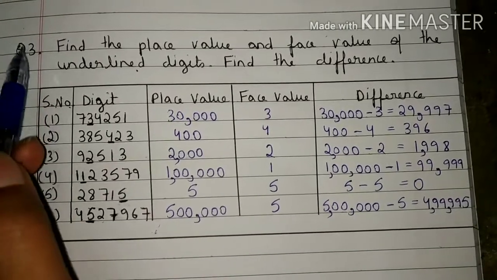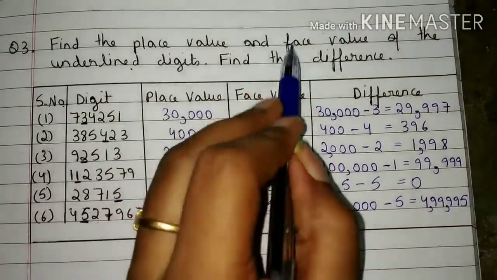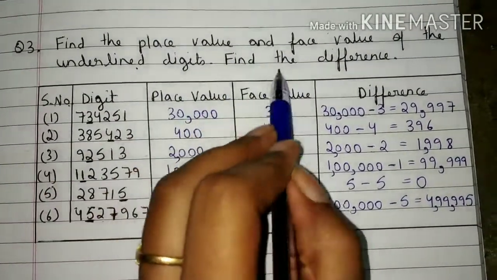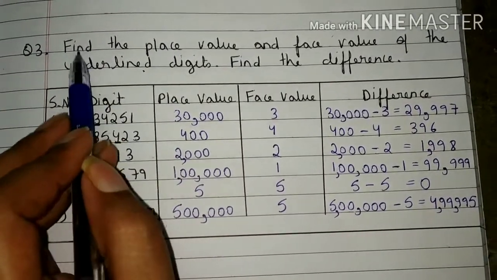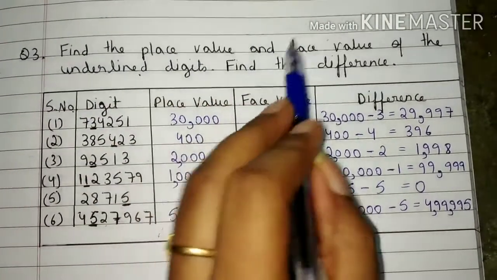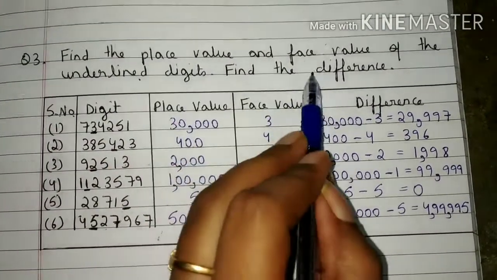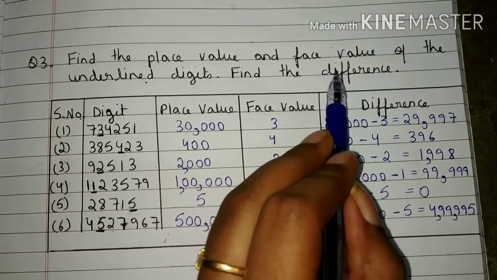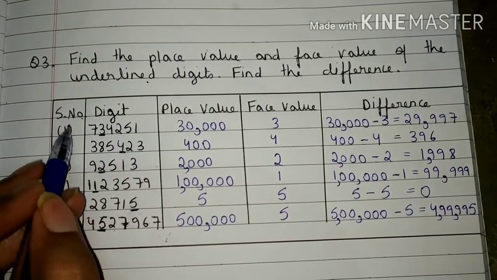Students, now come to question 3. Find the place value and face value of the underlined digits. Find the difference. Students, in this question, you have to find the place value and face value of the underlined digits. And also, you have to find the difference between the place value and face value of the underlined digits. First question.